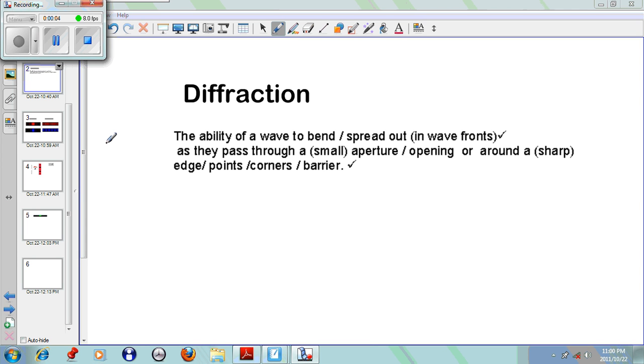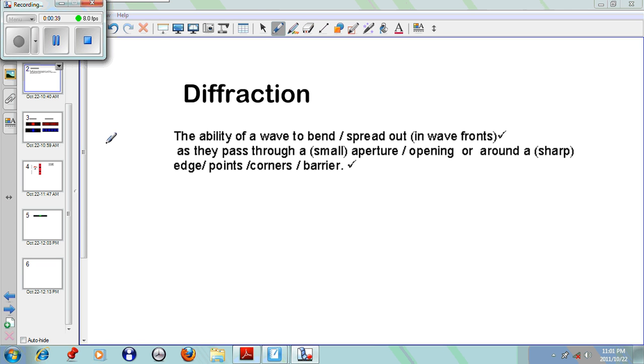Today we are looking at diffraction. If you look at the diffraction of waves, you get water waves where we get diffraction, and you get light waves where there is diffraction. We will be looking at the diffraction of light waves today. The definition of diffraction, according to the Department of Education, is the ability of a wave to bend or spread out in wave fronts as they pass through a small aperture opening or around a sharp edge, point, corner, or barrier. Now, that is a definition of diffraction.